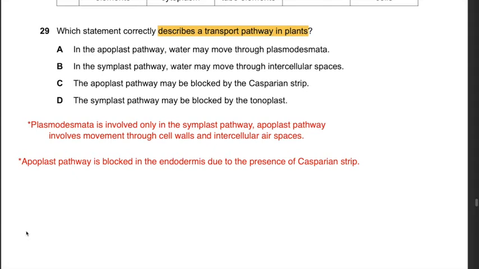If we go to answer C and D, C. The apoplast pathway may be blocked by the Casparian strip. Yes, that is correct, as the apoplast pathway is blocked in the endodermis due to the presence of the Casparian strip. Hence, the answer is C. Why is answer D wrong? The symplast pathway may be blocked by the tonoplast. Well, the tonoplast doesn't block the symplast pathway, but rather allows the symplast pathway to occur due to osmosis through the tonoplast. Therefore, D is incorrect.